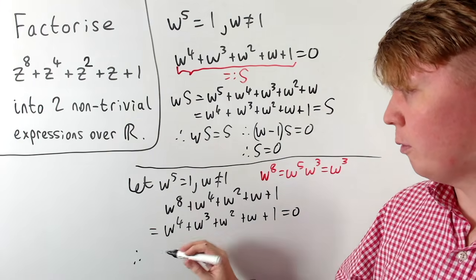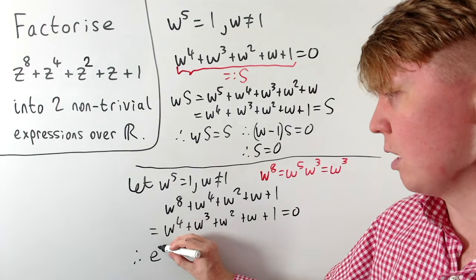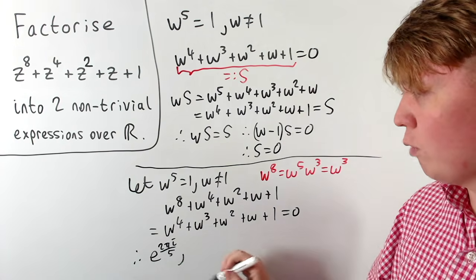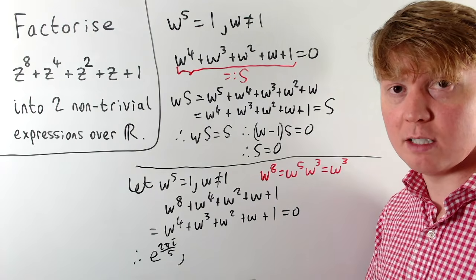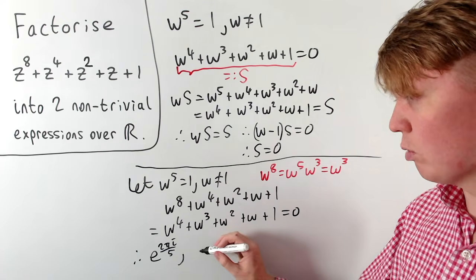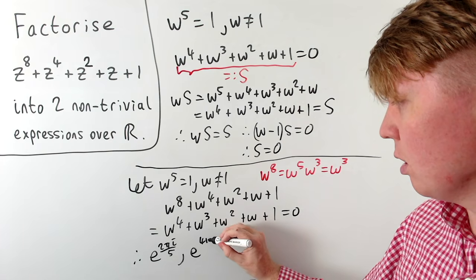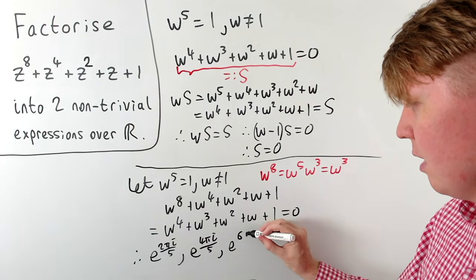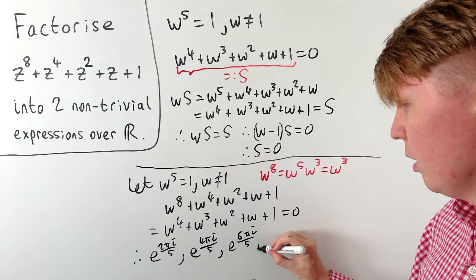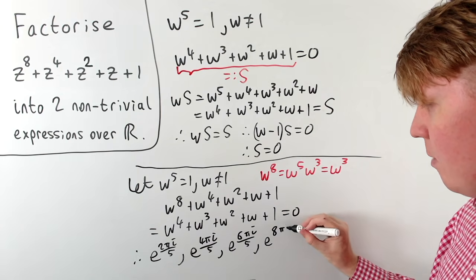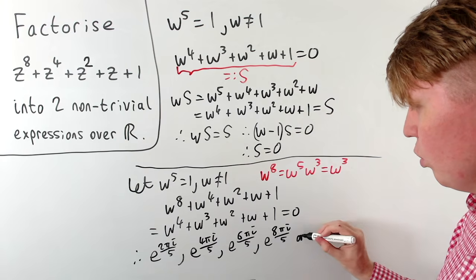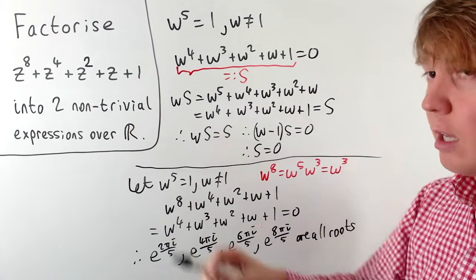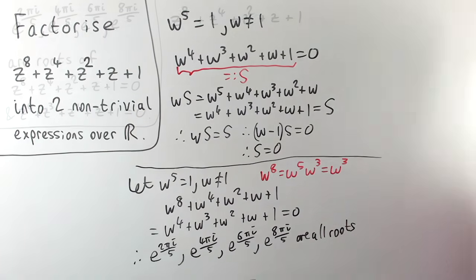So we've got our 4 complex fifth roots of unity. The first one would be e to the 2 pi i over 5. If we raise this to the power of 5, we'd get e to the 2 pi i, which would just be 1. And we've got our other non-trivial ones at e to the 4 pi i over 5, e to the 6 pi i over 5, and finally e to the 8 pi i over 5. These are all roots of our original expression if we set this equal to 0.